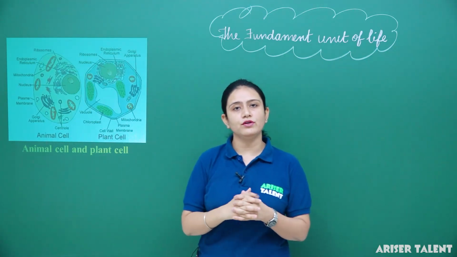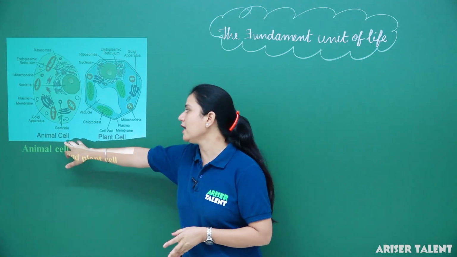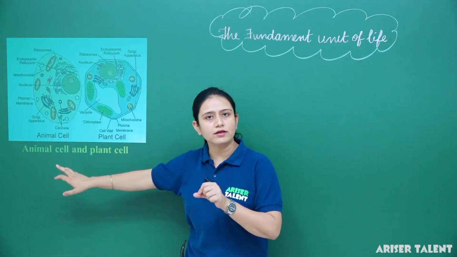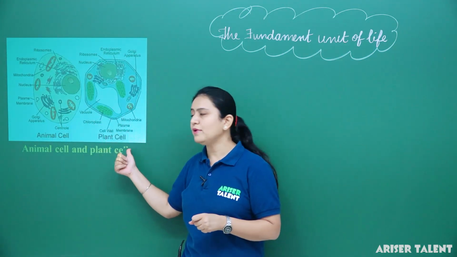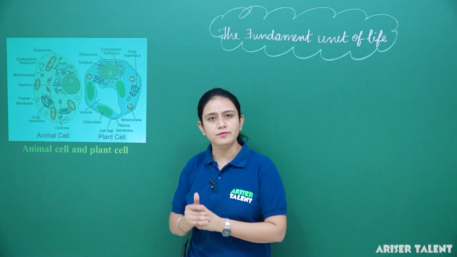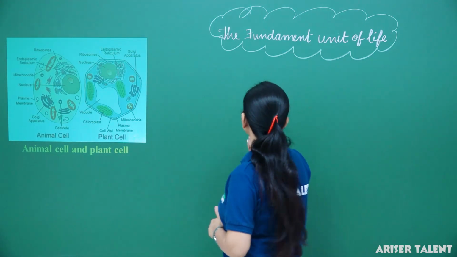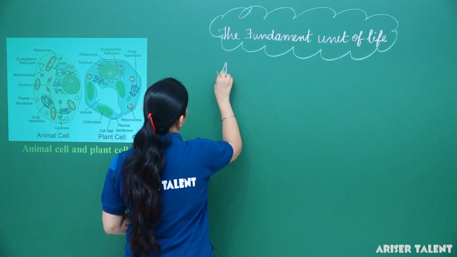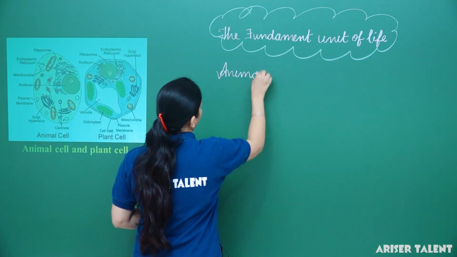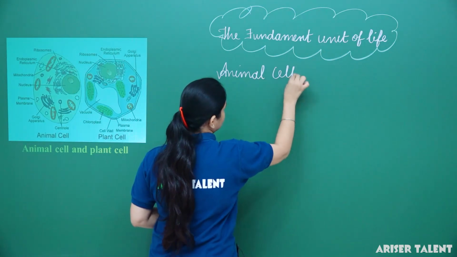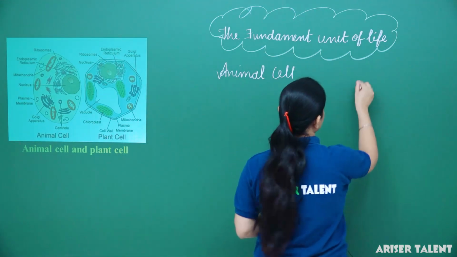Rest, reserve food. If we talk about the reserve food, in the animal cell reserve food is glycogen and fat, but in the plant cell the reserve food is starch and fat. Okay, so let's go with the differences. Animal cell and plant cell.